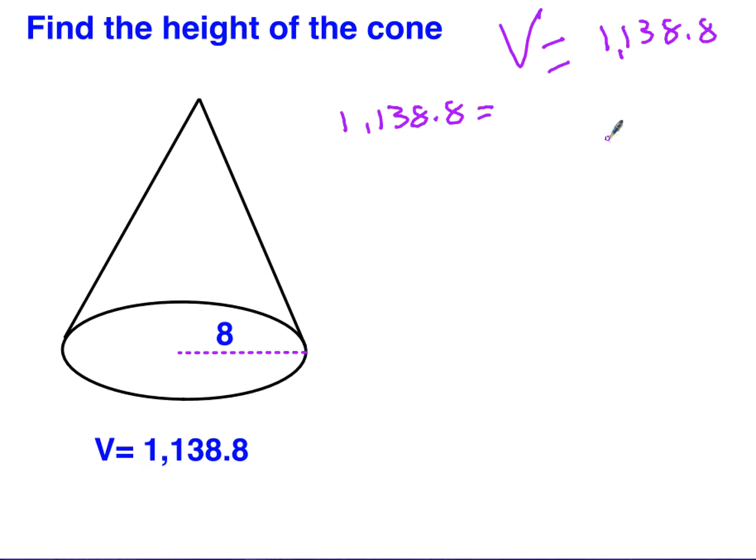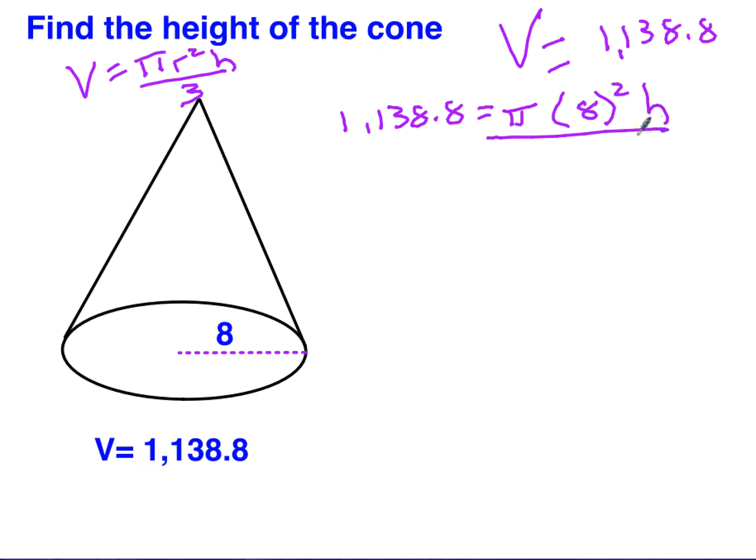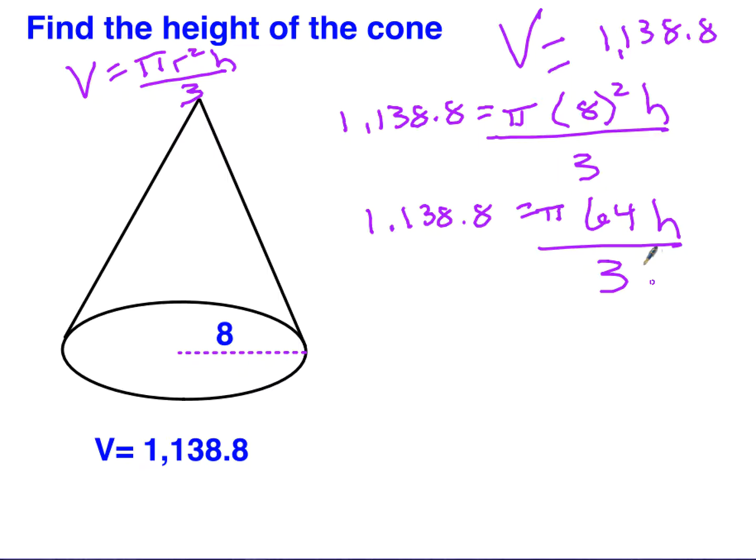1,138.8 equals, and again, I'm plugging into my formula of pi r squared h over 3. So this is all equal to pi times my radius, which is 8 squared, times height, all divided by 3. I know a lot of this is just bringing stuff down, so it's a lot of writing, but that's okay. 8 squared is what I'm going to evaluate first. Let's do the exponent first, and I get 64h, all divided by 3.